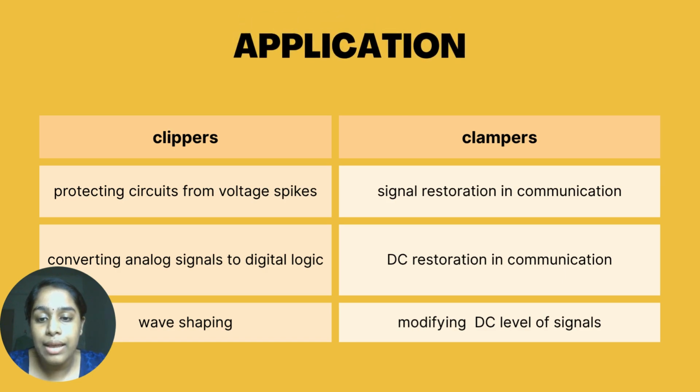Okay, these are the applications for clippers and clampers. Clippers protect circuits from voltage spikes, and clampers are used for signal restoration in communication. For clippers, analog signal to digital logic. For clampers, removing DC distortion in communication. Clippers are for wave shaping, and clampers are for modifying the DC level of signals.